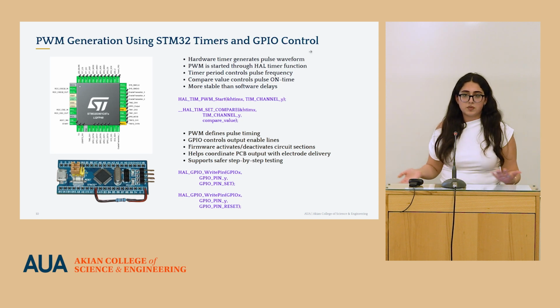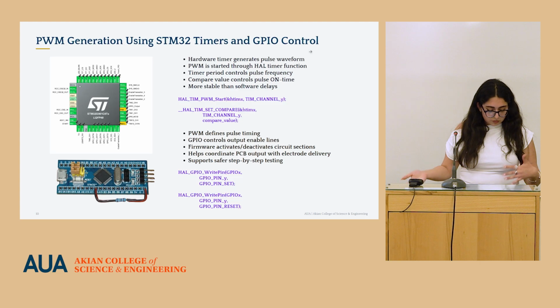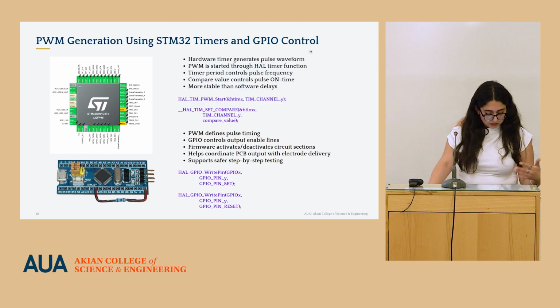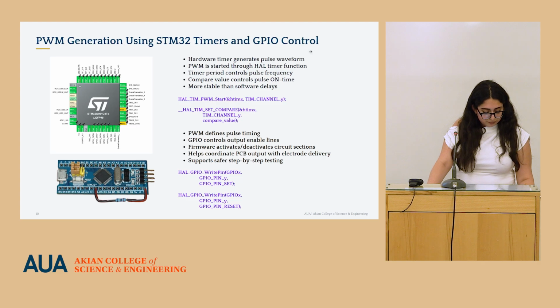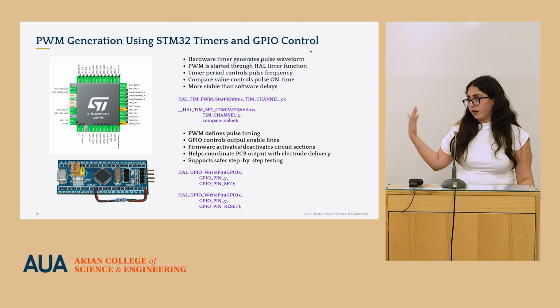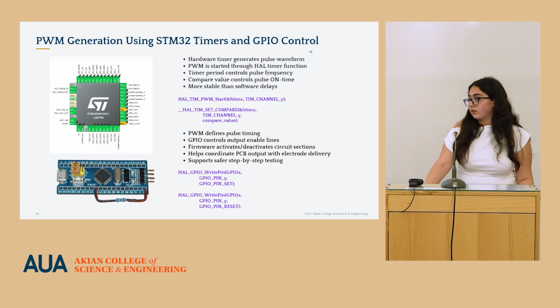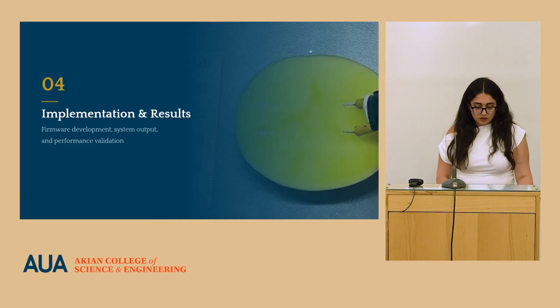The GPIO is basically the input and output that we want to control, the pins for switching and enabling the signals. In the firmware, the GPIO pins can be set high or low using call functions, and this allows the system to activate or deactivate parts of the circuit during testing.